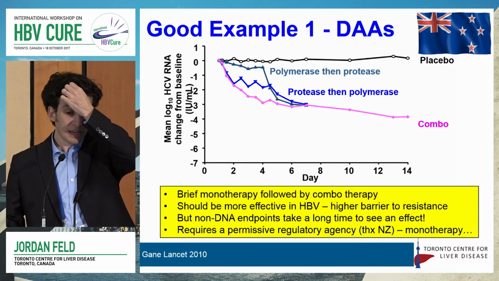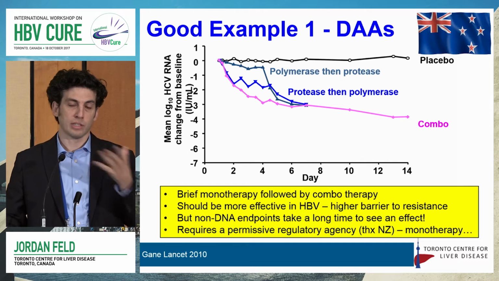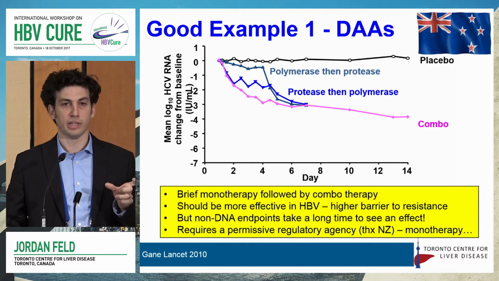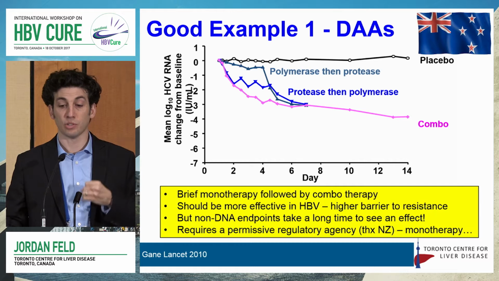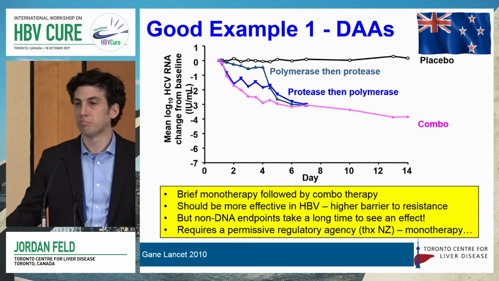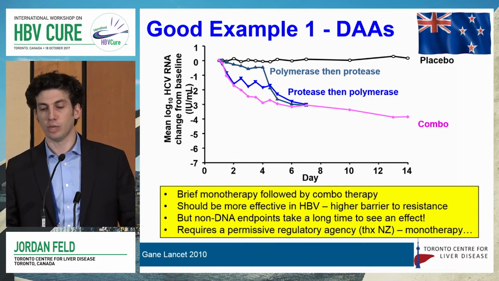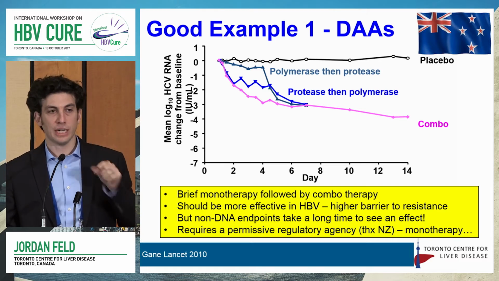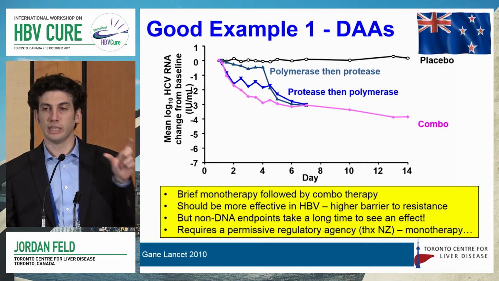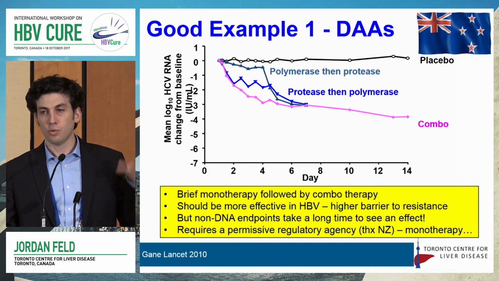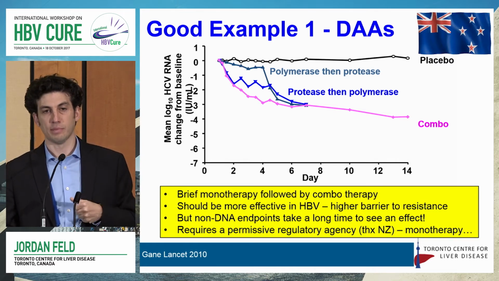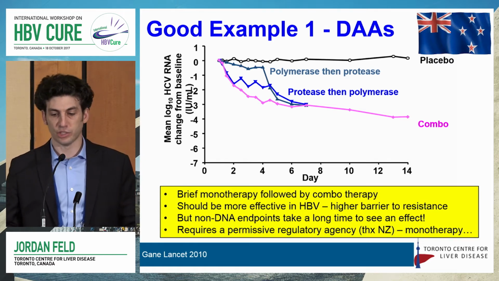And in theory, there was a lot of concern about doing this because you might select for resistance even in a very short exposure to monotherapy. So this should be easier to do in Hep B because of the higher barrier to resistance. But the biggest challenge for this is you can see that these are just 3 days of monotherapy. If you want to look at endpoints other than HBV DNA, this is going to take a long time to see an effect, and so it's much more challenging.